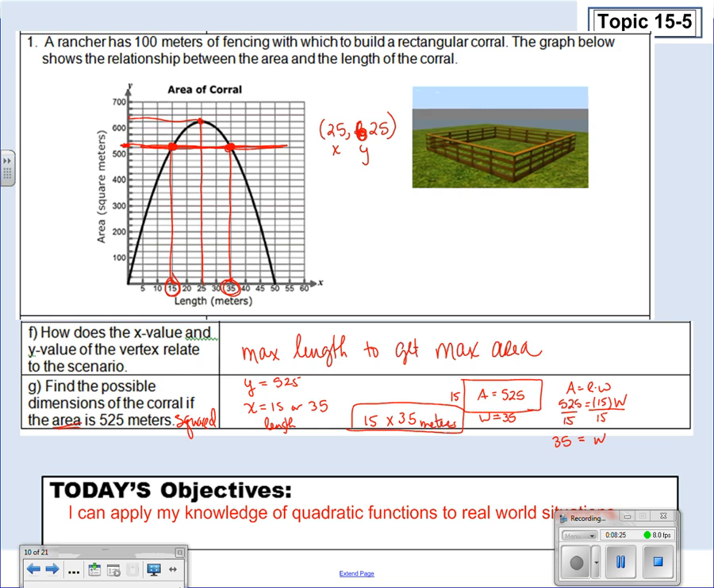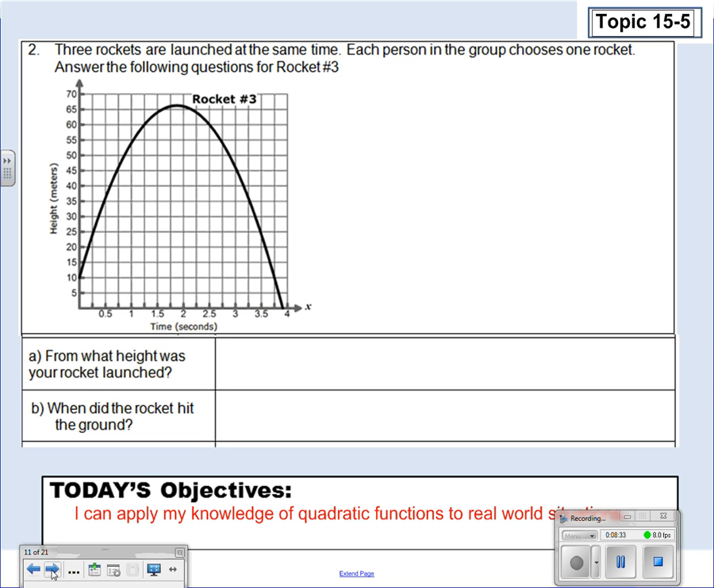Problem number 2, we have 3 rockets that were launched at the same time. Each person in the group chooses one rocket. Answer the following questions for rocket number 3. From what height was your rocket launched? That means what is the initial height? In other words, we don't start the rocket off on the ground, and so our height is 10 meters. Height is our y value. What we're finding is our y-intercept.